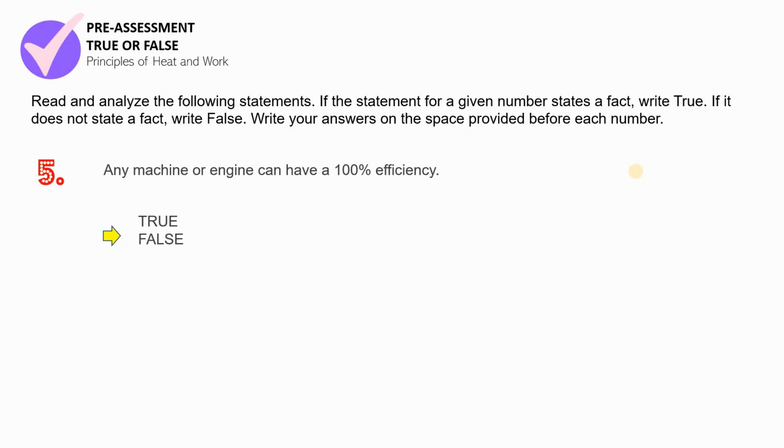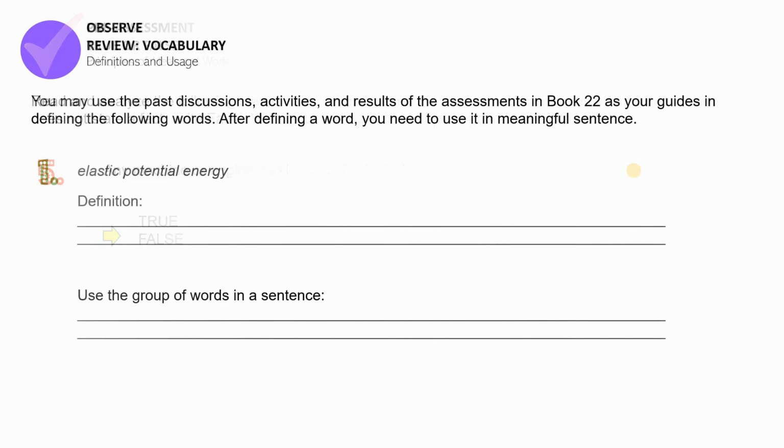Let us now proceed with the second part of this video lesson. It is a vocabulary review. You may use the past discussions, activities, and results of the assessments in book number 22, the previous book, as your guides in defining the following words. After defining a word over here, you need to use it in a meaningful sentence. So I think for this activity, you're going to need a 1/2 crosswise sheet of paper. Go ahead and get it and start as soon as possible. For the first item, you will be defining and using the following words in a sentence. It's elastic potential energy.